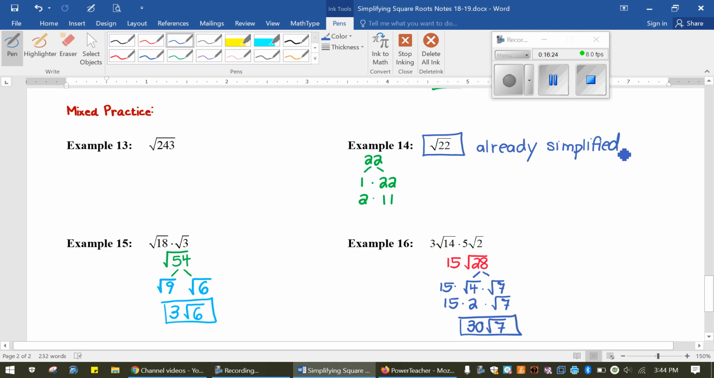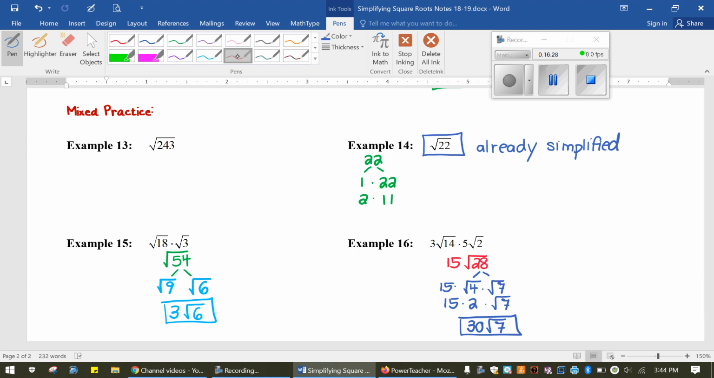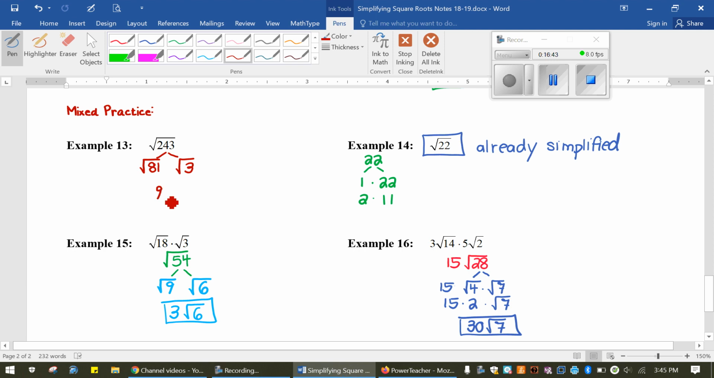Okay, and then the last one that we're going to work on, number 13, 243. The biggest perfect square to go in there is 81. That goes in 3 times. You would have found that if you put together your factor tree. So this is 9 root 3. Okay, so I hope that helps you understand how to simplify square roots. You can now go on to your simplifying square roots practice.